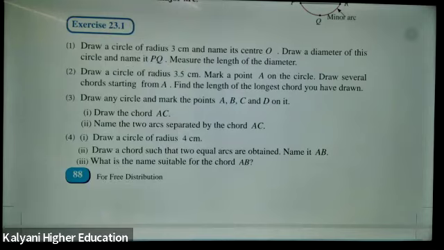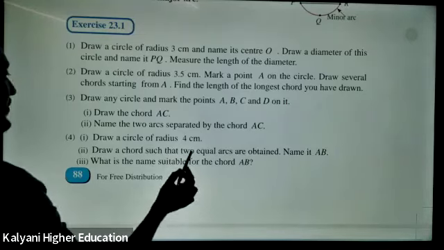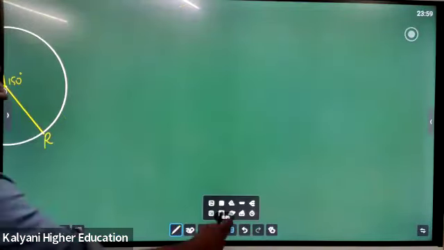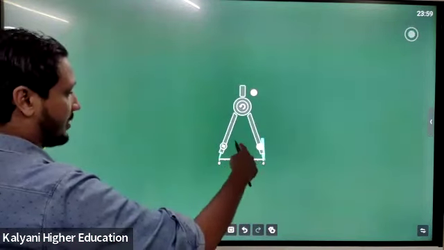Mark a point A on the circle. Can or can't? Can. Draw several chords. This one is very important. 3.5 centimeter. Look at this one. 3.5 centimeter circle.